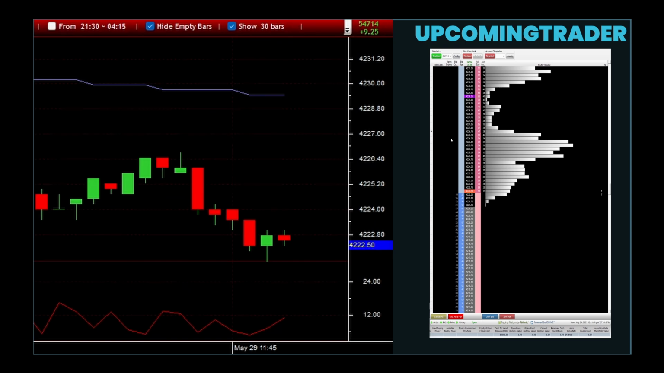Technical indicators can also help. For example, if the relative strength index or RSI shows the stock is oversold and you also see big buy orders, this could be a good time to buy.